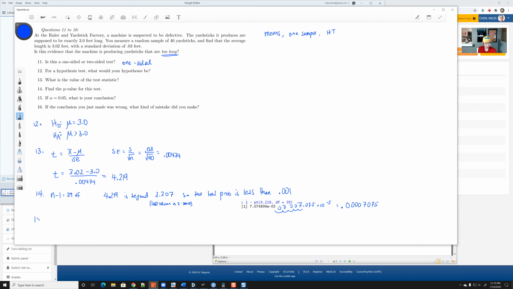Okay, so with number 15, if alpha is 0.05, what's your conclusion? Our p-value is less than alpha. Reject the null hypothesis. That means we have evidence that the yardsticks are too long.